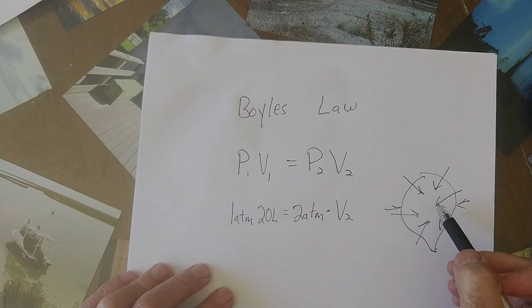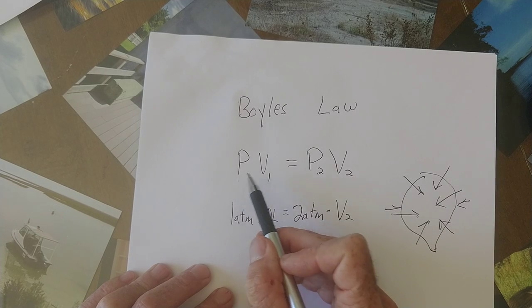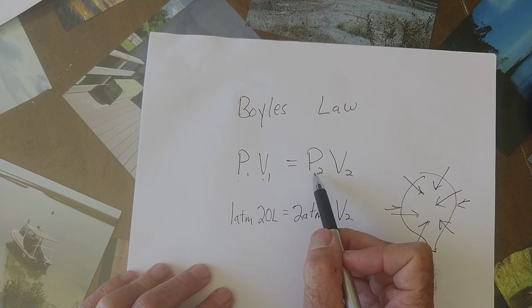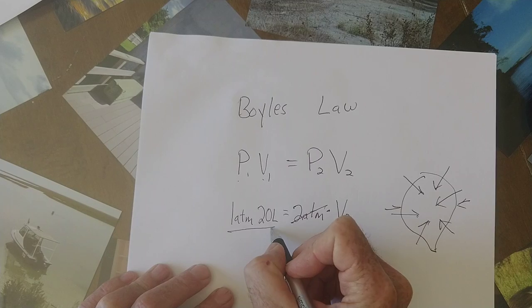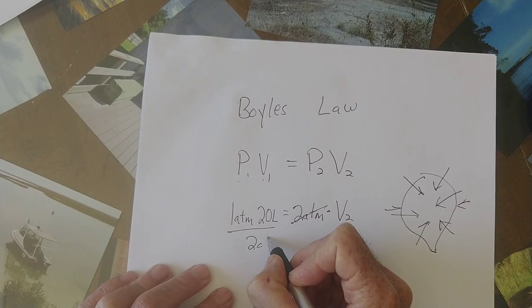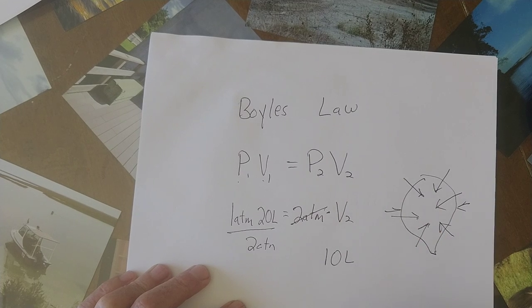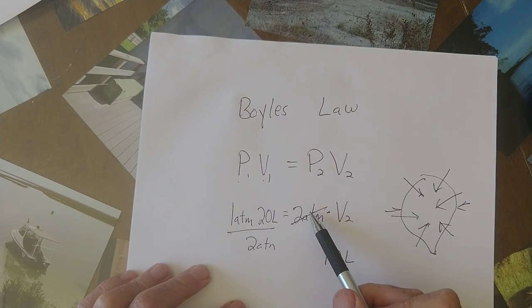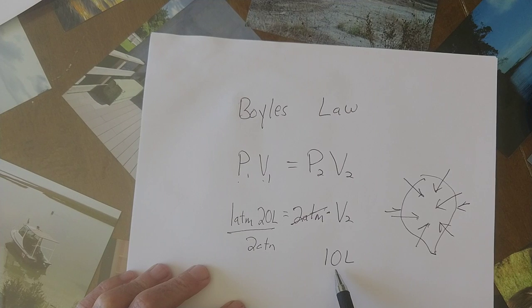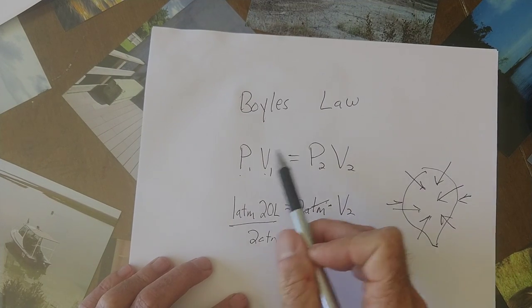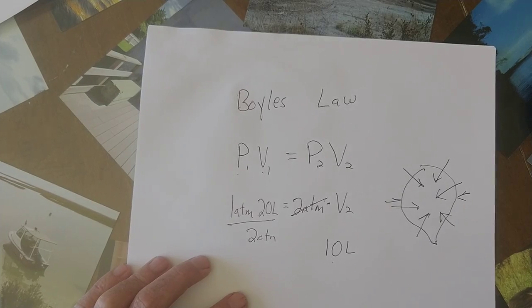Well, the balloon would get smaller. So you would say P1 V1 equals P2 V2. 1 times 20 over 2 atmospheres. The new volume of that balloon is 10 liters. You put it under twice as much pressure, it's going to be half as big. Does that make sense? So that's how simple Boyle's law is.